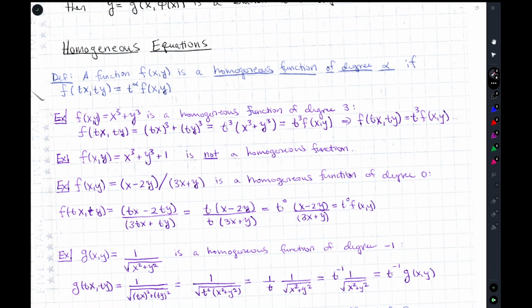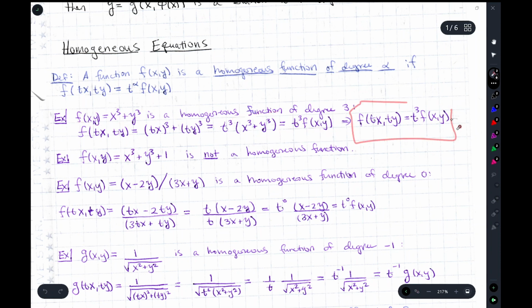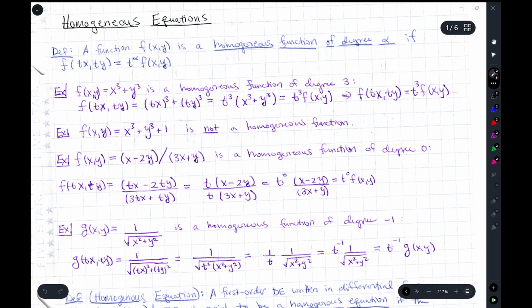So let's look at some examples. We have f(x, y) equals x cubed plus y cubed. That is a homogeneous function of degree 3. Why? Wherever we see an x, we plug in tx, and wherever we see a y, we plug in ty, as we're doing here. We can factor out that t cubed, and we'll be left with the original f(x, y). So we have this relation here, which conforms to the definition with alpha equals 3. So this is of degree 3.